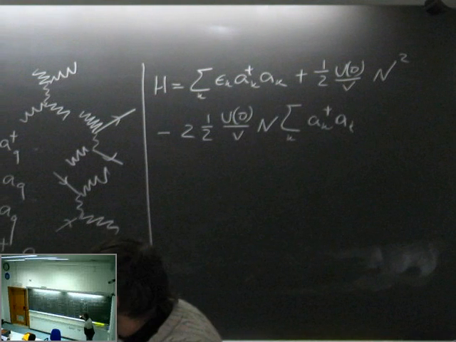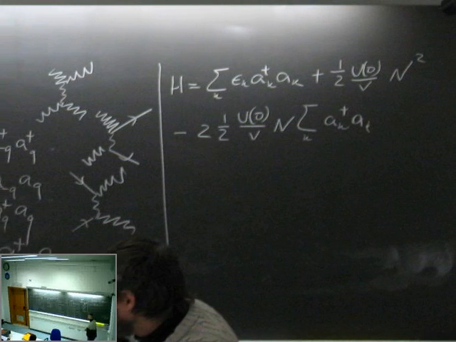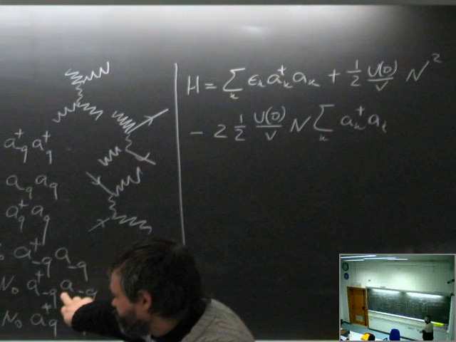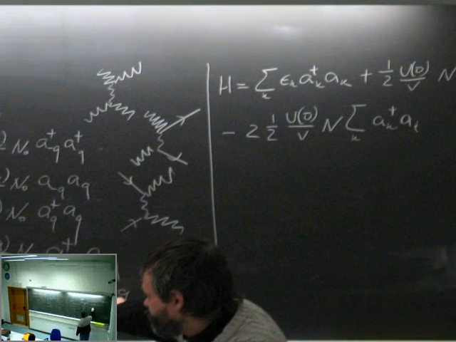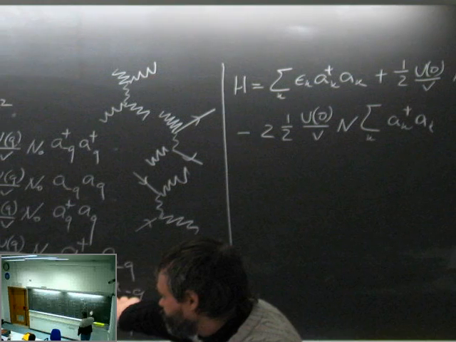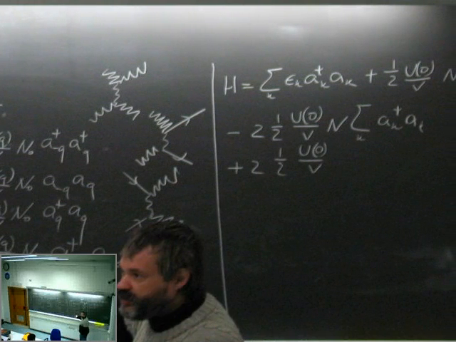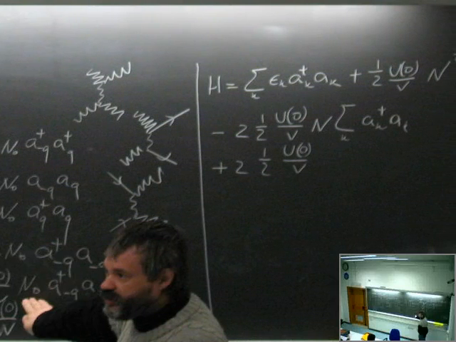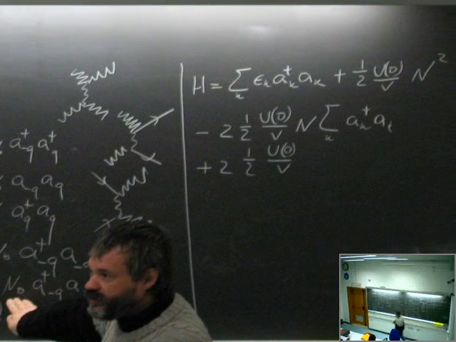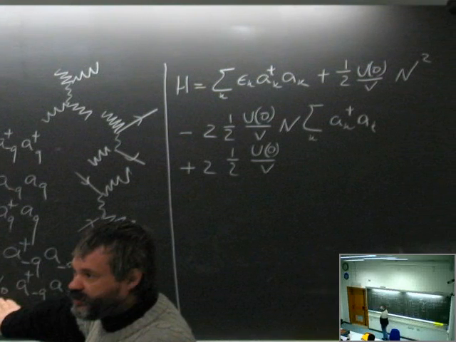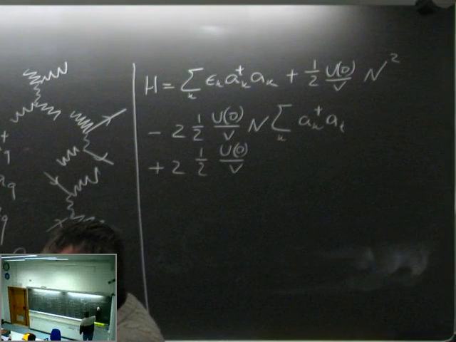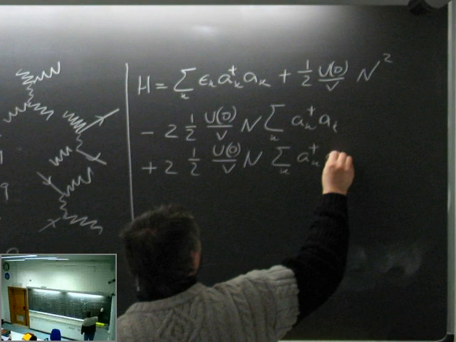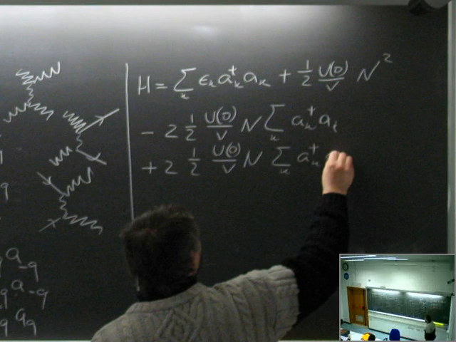And of course I can replace in summation Q to minus Q because I'm summing up over positive and negative momenta. So plus 2 times 1/2 U node over V. And here, without losing any generality, I replace N node by N, because the correction would be square of this term, which I disregard. Sum over K, A dagger K, A K. So these two terms, you see, cancel each other.